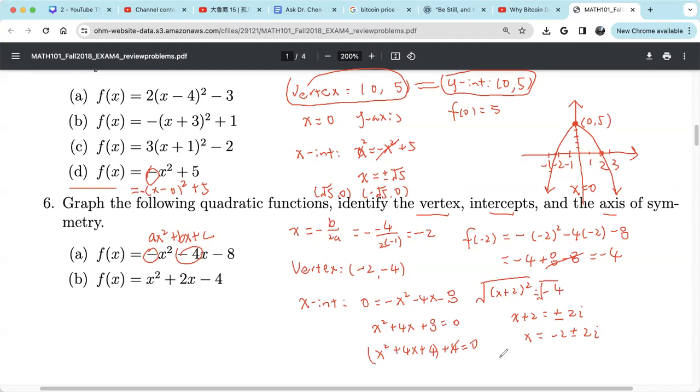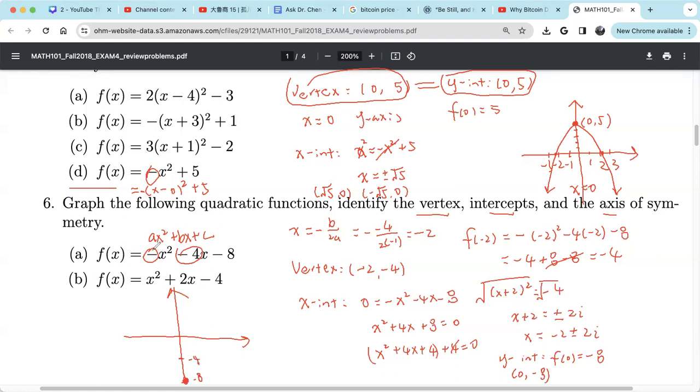Now let's do the y-intercept. For the y-intercept, the x value is 0. We want to evaluate f of 0. Well, that's just -8, right? When x is 0. So the y-intercept is (0, -8). Now let's graph. So -8, maybe we let this be -4. So somewhere here is -8. So this is our y-intercept, (0, -8).